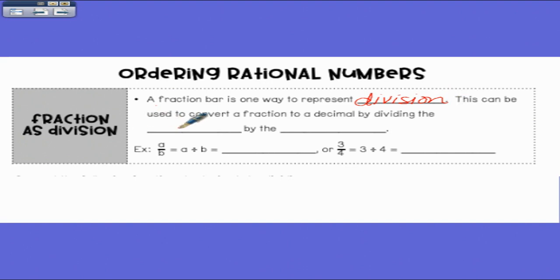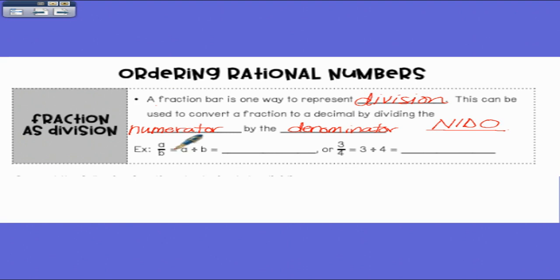This can be used to convert a fraction to a decimal by dividing the numerator by the denominator. Now, the way I like to remember that is this little term right here called NIDO. It stands for numerator inside, denominator outside. You need to write that down and fill in what it stands for. So numerator in, denominator out.